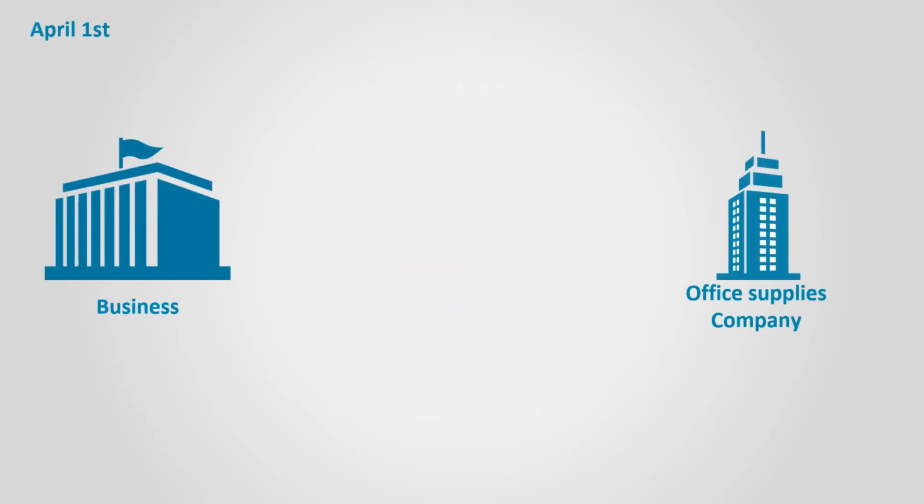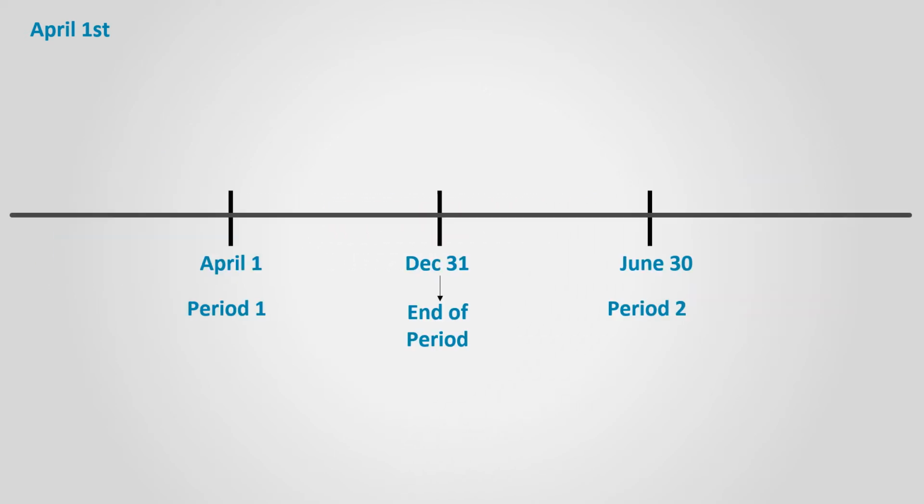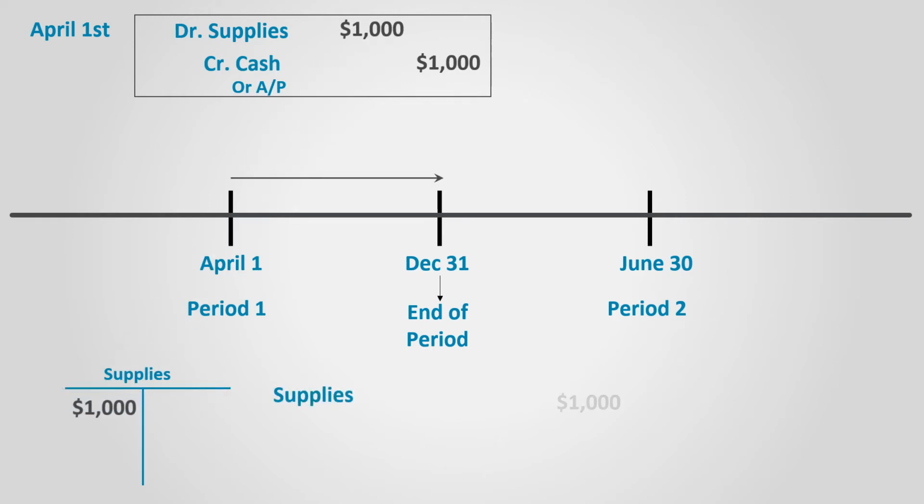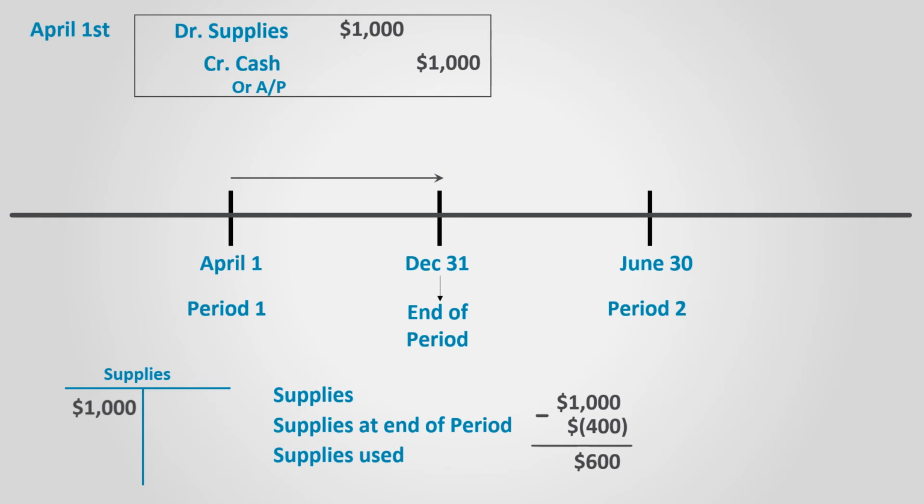Let's take another example. Assume that the business bought on April 1st supplies worth $1,000 from a vendor to use them throughout the period. At that date, the accountant recognized that by debiting supplies for $1,000 and crediting cash, or accounts payable if the transaction is on credit. At the end of the period, on December 31st, the business had a physical count and found that $400 of supplies are left. This indicates that $600 of supplies were used to generate revenue.